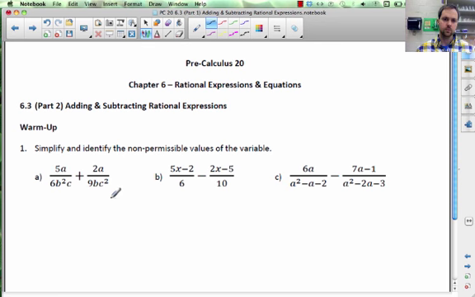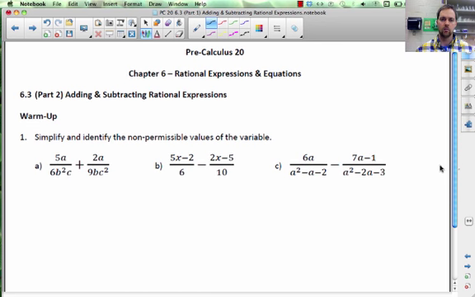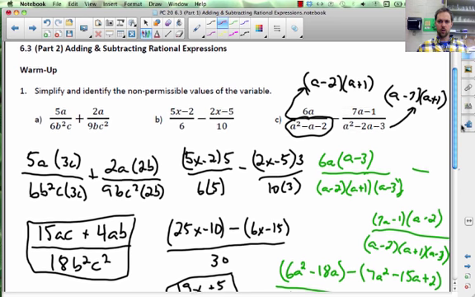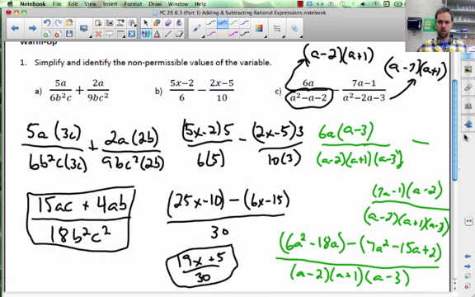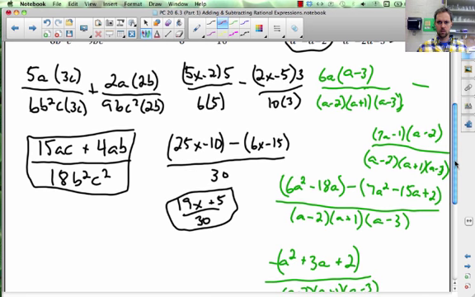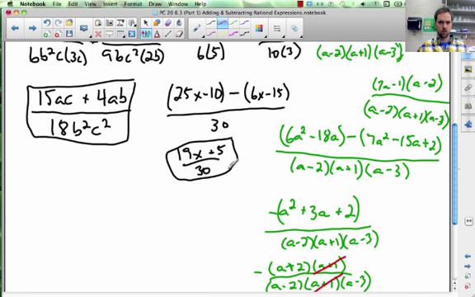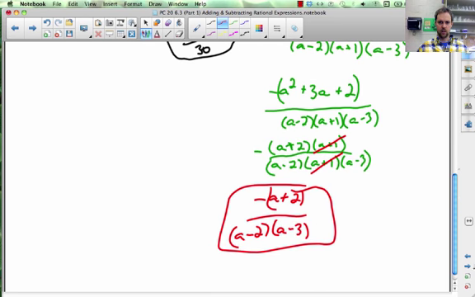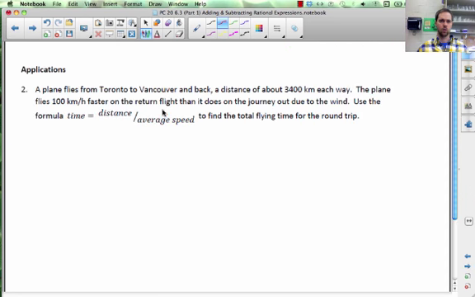Alright, here's your warm-up. I want you to go ahead and try these on your own. You can double check them with me when you're done, or I'll put the answers up here for you to double check. Okay, so here are your answers. The one on the right got kind of ugly, but you can pause the video and watch as it goes down. So two answers here, and then your final answer here in red.